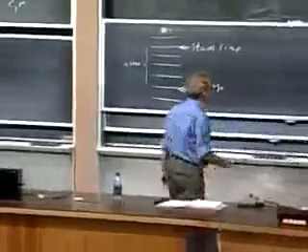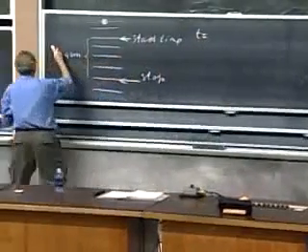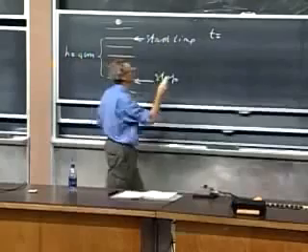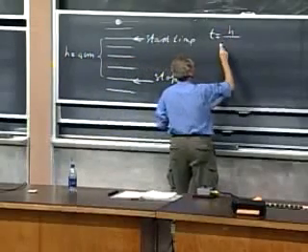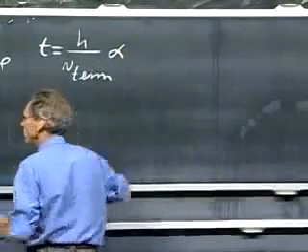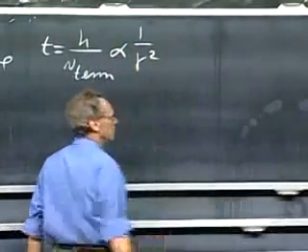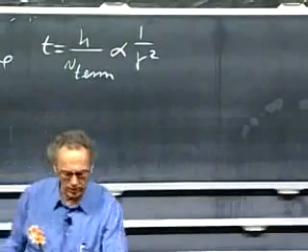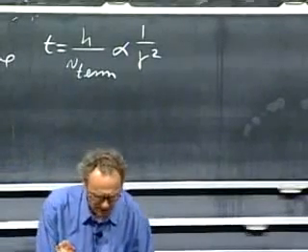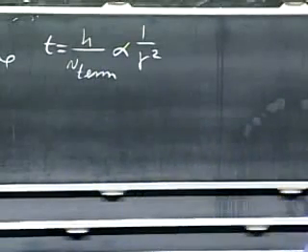Now the time that it will take is of course this distance, let me call it h, that the ball bearings travel, divided by the terminal velocity. And that is proportional, since you're in regime 1, to 1 over r squared. And now I will give you, not the radii, but the diameters of these ball bearings. That's the way they come.